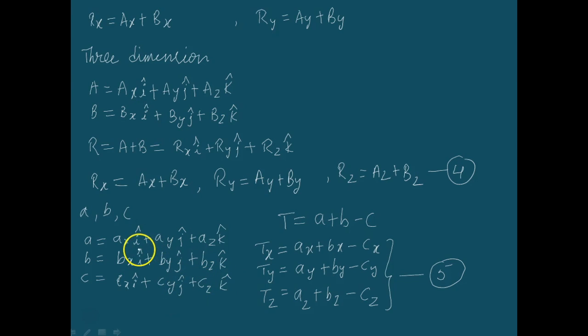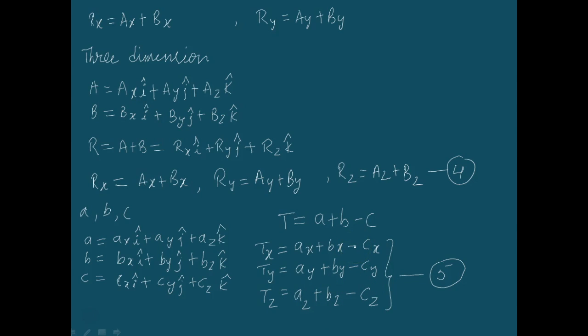Okay, and if the resultant vector is T, and that resultant vector we get after adding the vectors A and B and then subtracting the vector C from the result, isn't it? So if you perform this particular addition and subtraction, we get three components of vector T, that is Tx, Ty and Tz, where Tx is given by Ax plus Bx minus Cx, and Ty is given with Ay plus By minus Cy, and similarly the component Tz is given with Az plus Bz minus Cz.